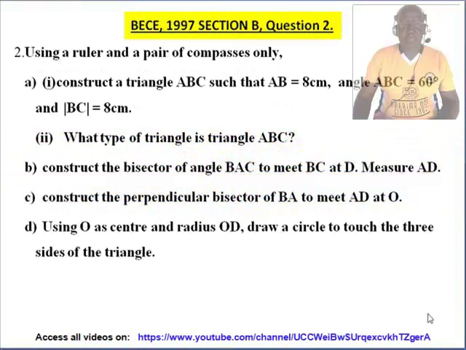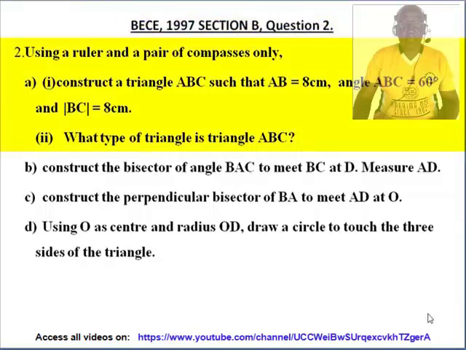BECE 1997, Section B, Question 2. Using a ruler and a pair of compasses only, (a)(i) construct a triangle ABC such that AB equals 8 cm, angle ABC equals 60 degrees, and BC equals 8 cm.